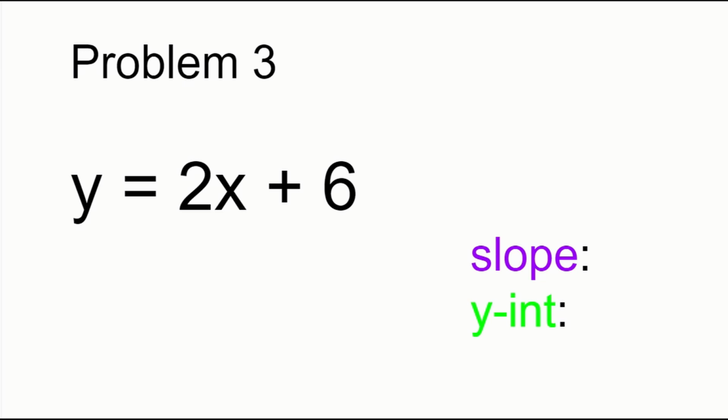Problem 3. Which part of the equation represents the slope? Locating our x, the term in front of the x, this 2, is going to be our slope. So this has the slope of 2. Which term represents our y-intercept? Notice that this 6 is being added to the side. So this graph has a starting point at 6.